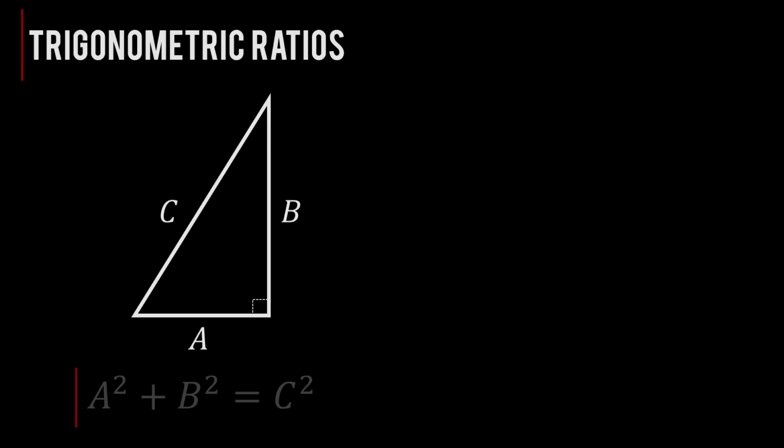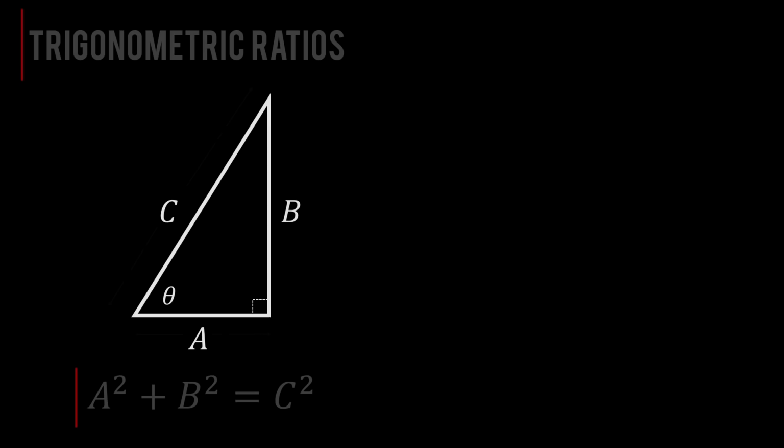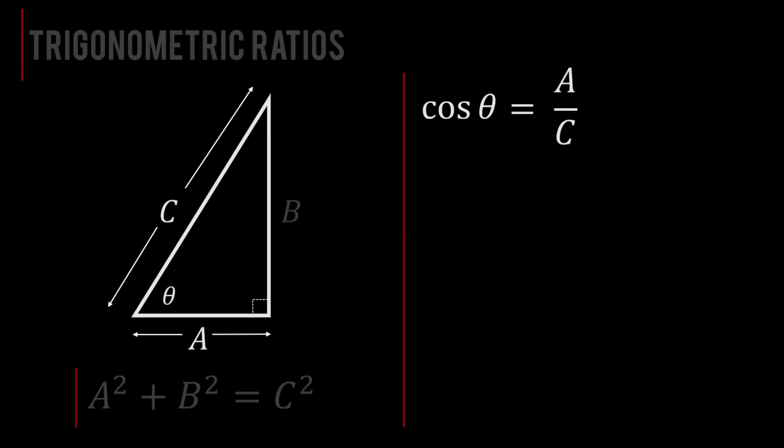Now, in addition to the Pythagorean theorem, many times we're interested in talking about trigonometric ratios. In order to do that, we need to define some angles. So I'm going to start by defining this angle of theta between A and C. And we'll start by looking at ratios that are related to A and C. So first, we know that by definition, the cosine of theta is going to be equal to the adjacent side to the angle theta divided by the hypotenuse.